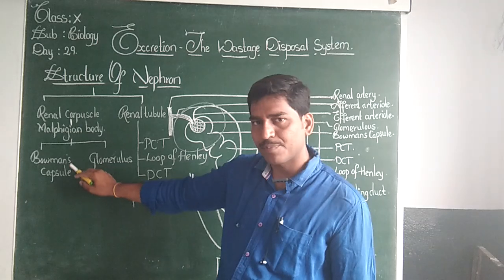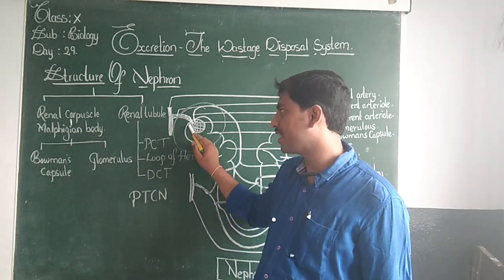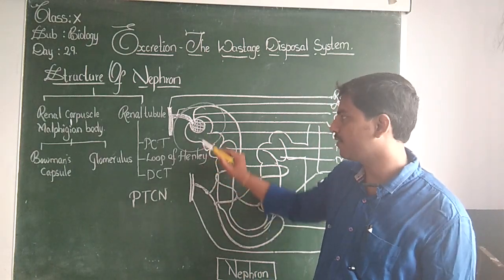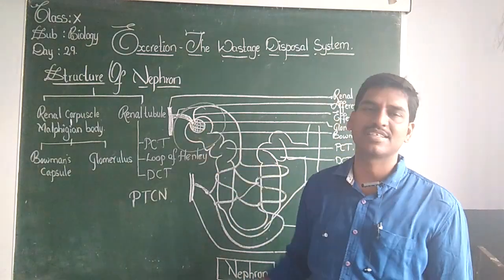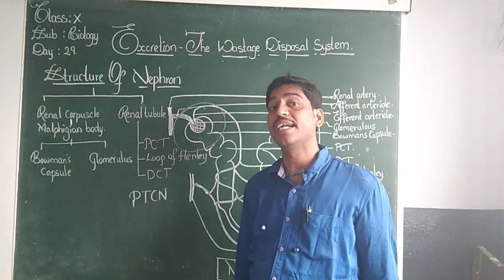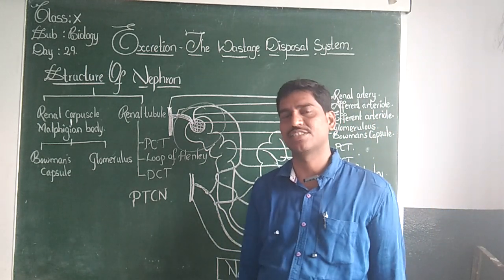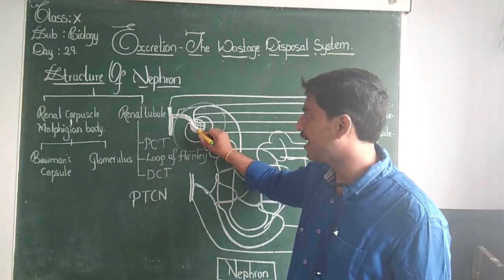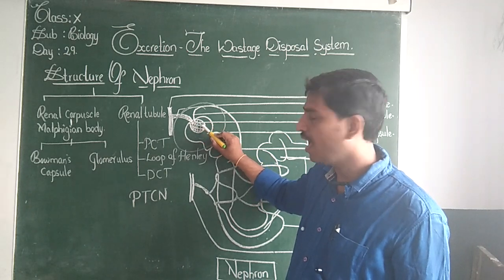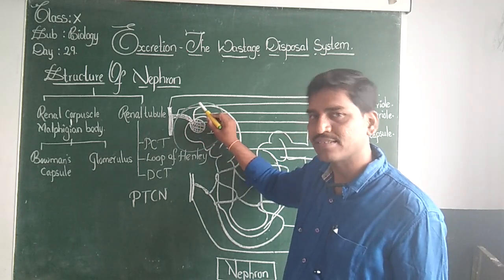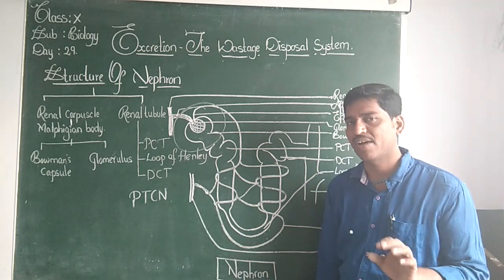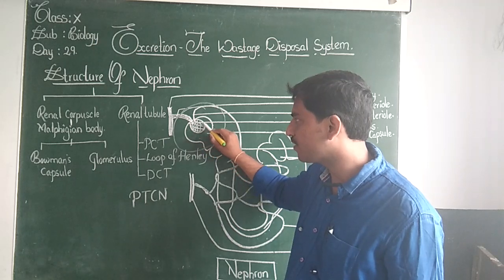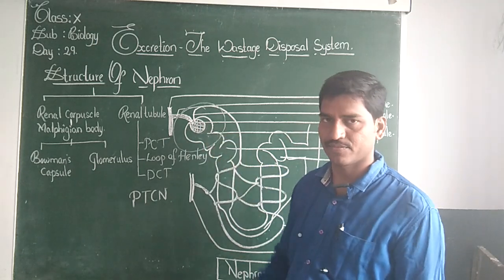Now, how is this Bowman's capsule present? The Bowman's capsule is present like a cup shape. It is a blind cup-shaped structure. Blind means it is a closed cup-shaped structure. To look at, it is like a cup, and this cup has an inlet to pass in and an outlet to pass out. Now look at the inner surface of this cup.